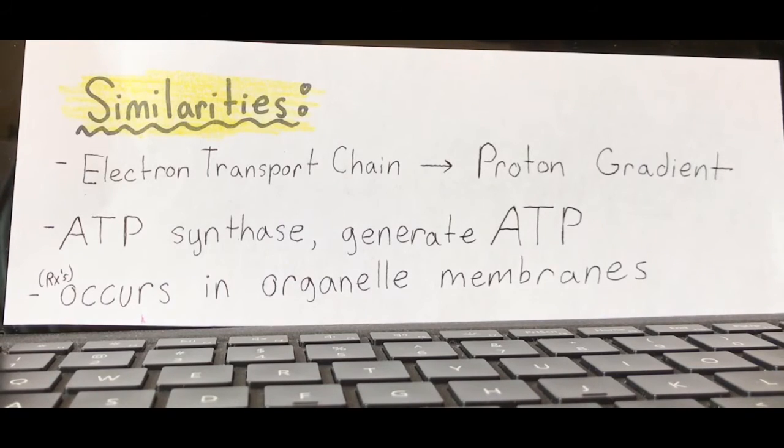So just to go over some of the similarities we've covered, stage 1 of photosynthesis and oxidative phosphorylation both include an electron transport chain system that creates a proton gradient. ATP synthase is also a protein that is used in both types of reactions that helps move protons from a high to low concentration, resulting in the creation of ATP. These reactions also occur in the organelle membranes of either mitochondria or thylakoid membranes in chloroplasts.